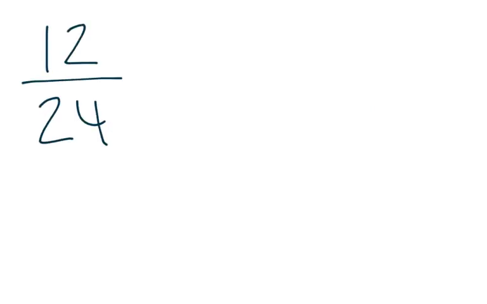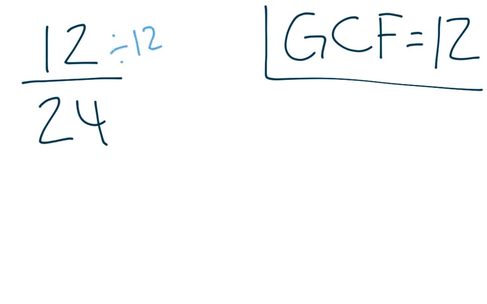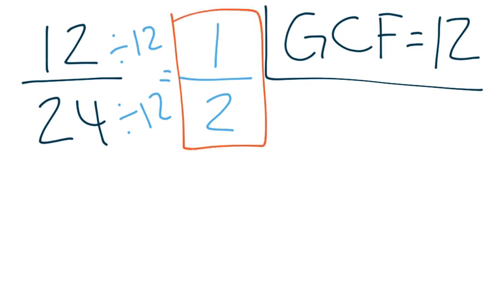Okay. So we have 12 over 24 with a GCF, greatest common factor, of 12. Then we move on to our last step, which is dividing by the greatest common factor of 12. 12 divided by 12 should have given you 1. 24 divided by 12 is 2. So your final answer here for problem 2 should have been 1/2.